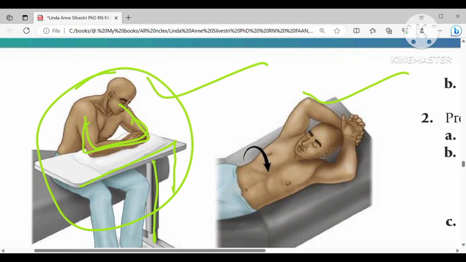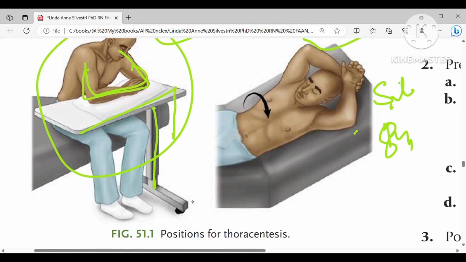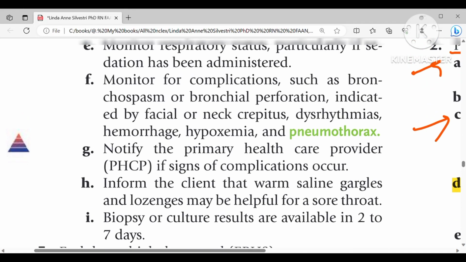This is a slightly lateral recumbent position, and if the patient lies down in a lateral recumbent, we can provide the supine position also. Okay, supine or lateral recumbent position, but the best position is this one, the sitting position.